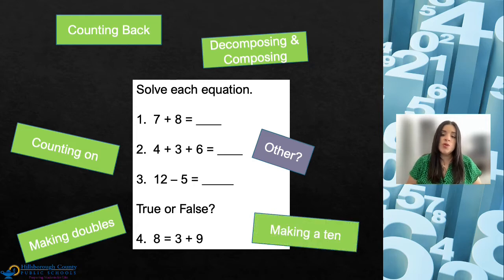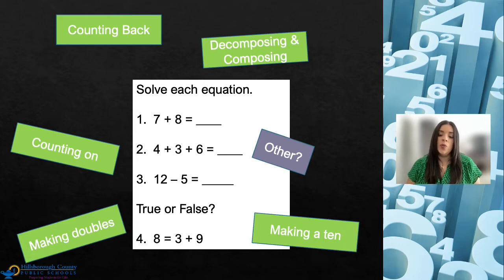As adults, we use many of these strategies without even thinking about it. We wouldn't typically write down that we made a 10, but we use it as a mental strategy. For example, for number 2, 4 plus 3 plus 6. I wouldn't add on or count on or even decompose or compose numbers, but I would group 4 and 6 together to make 10, then add 3. 10 plus 3 is 13. So I know that 4 plus 3 plus 6 is 13.